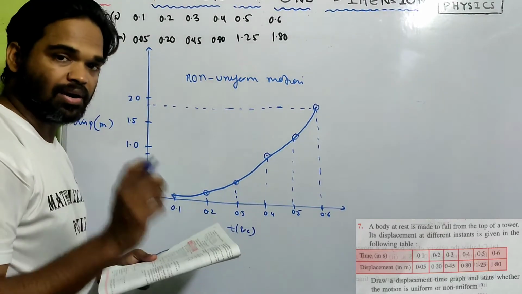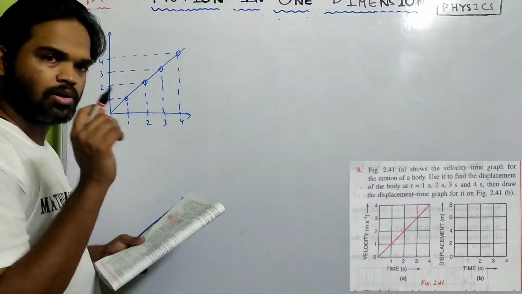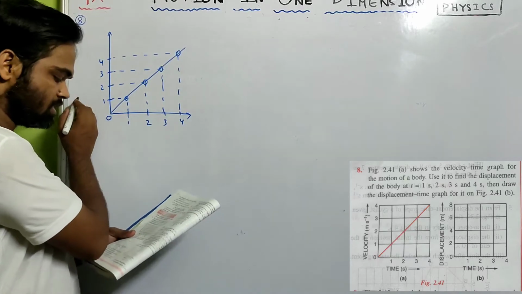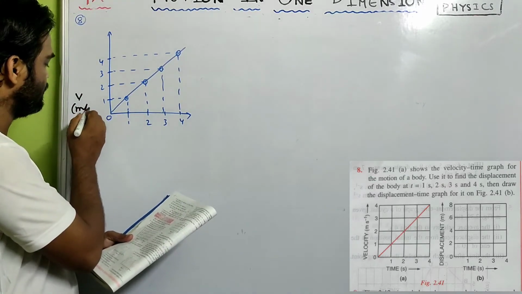Clear? Now let us look at the next sum. Now look at number 8. This figure shows the velocity time graph. This is velocity in meter per second.